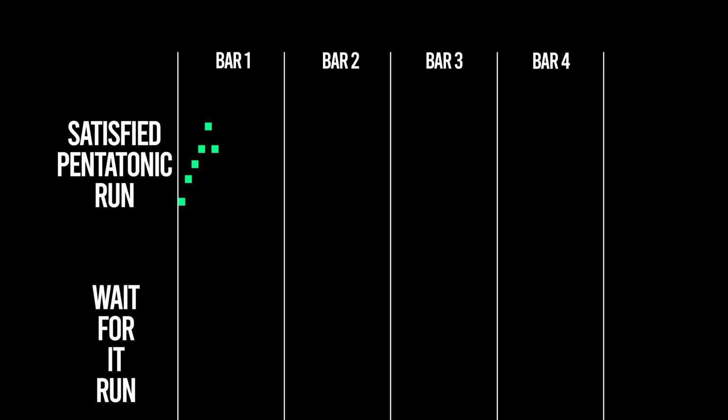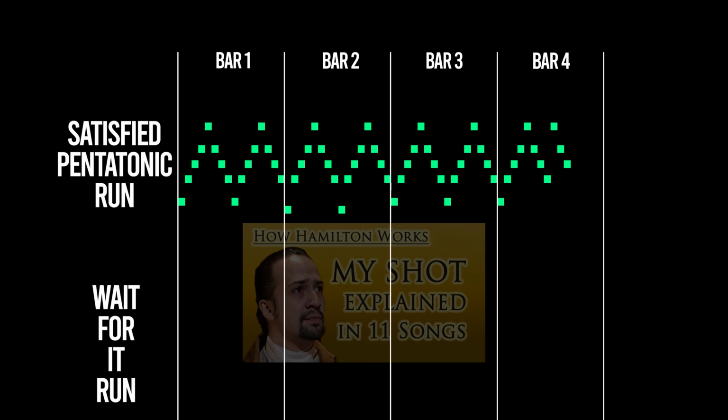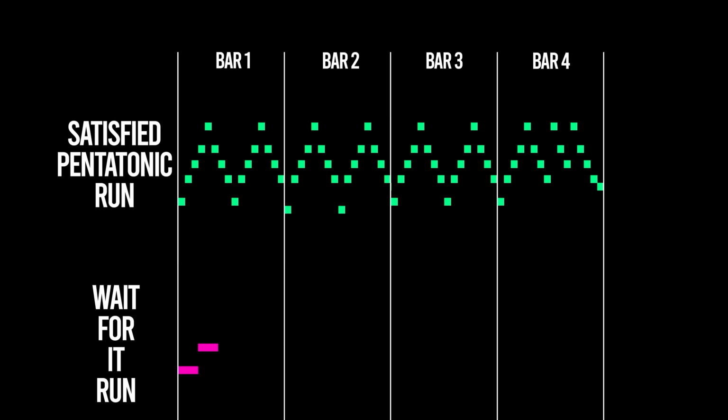Where this flowing, symmetrical pentatonic run symbolizes this sense of family duty, which I analyzed in this video. But in Wait For It, we also hear this flowing pentatonic run, but it has been transformed into this jerky, syncopated, asymmetrical run. And we get asymmetry in the lyrics as well.